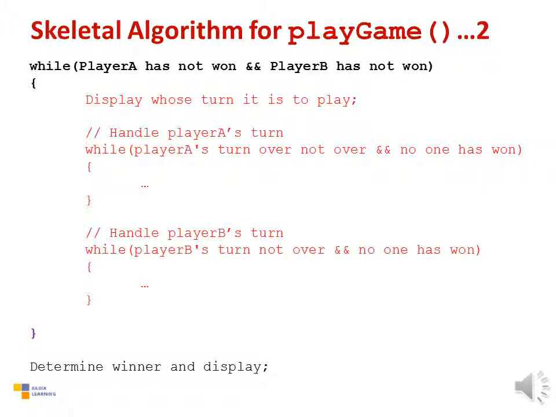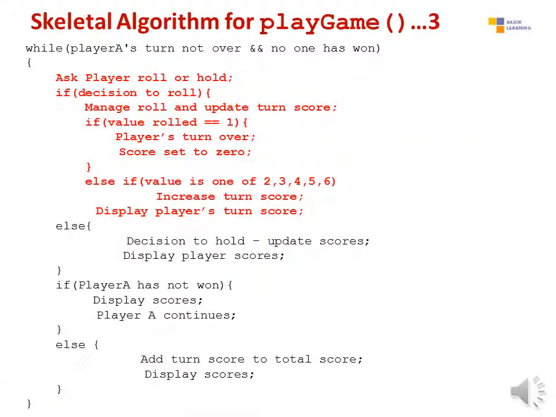Now we will take up the inner while loop in which player A's turn is to be handled. We will now develop that part of the algorithm that handles player A's turn. Consider the statement while player A's turn not over and no one has won. We will now enter this loop when player A's turn is not over and no one has won. The first thing we do is to ask the player to roll or hold. The player provides the decision on whether to roll or hold.